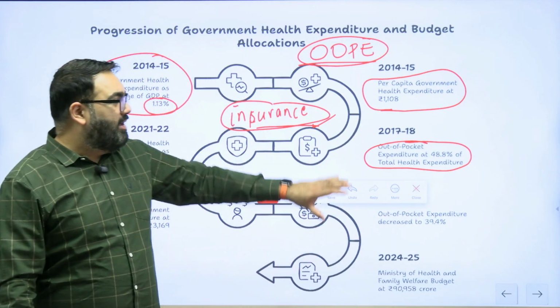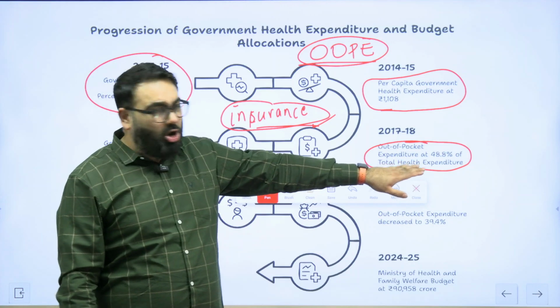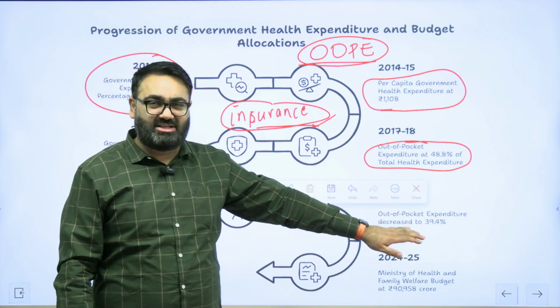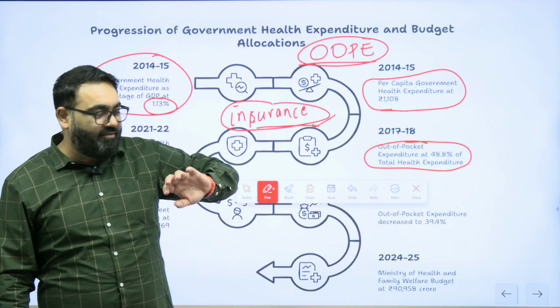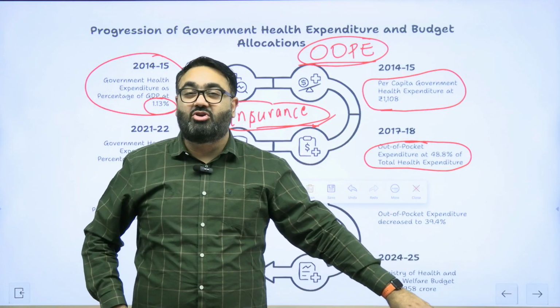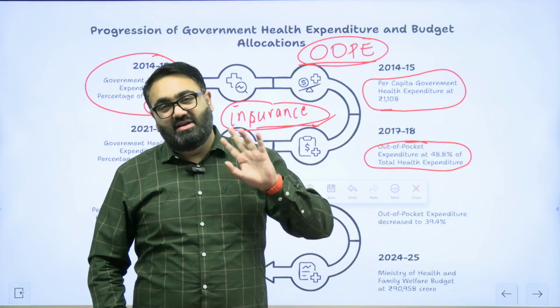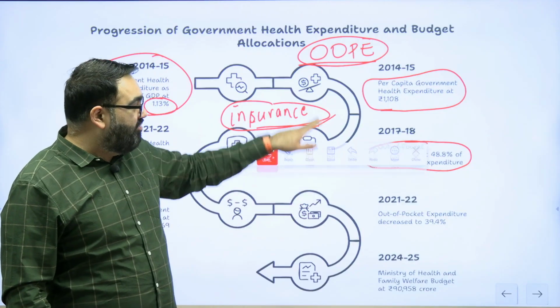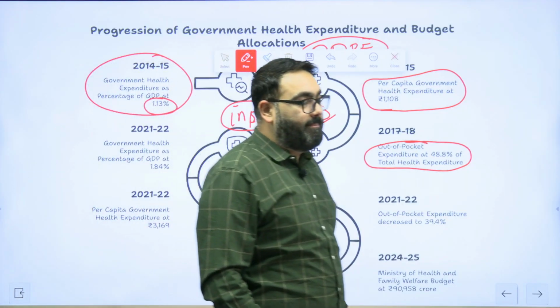So in India, out-of-pocket expenditure was almost half of the total health expenditure. So almost half of the money spent in healthcare was coming from people's own pocket, which is a bad thing. That should not happen. That forces people towards bankruptcy.